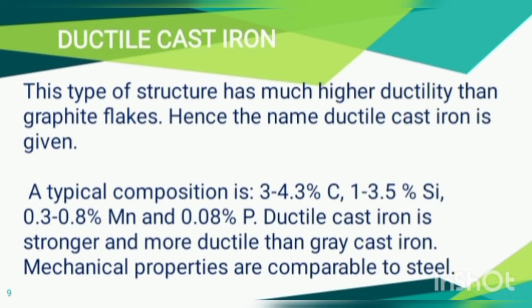A typical composition would be having 3 to 4.3% carbon, 1 to 3.5% silicon, 0.3 to 0.8% manganese, 0.03% sulfur, and 0.08% phosphorus. The ductile iron is stronger and much more ductile than grey iron. In general, it has mechanical properties comparable with steel. It has superior wear resistance as compared to other cast irons.